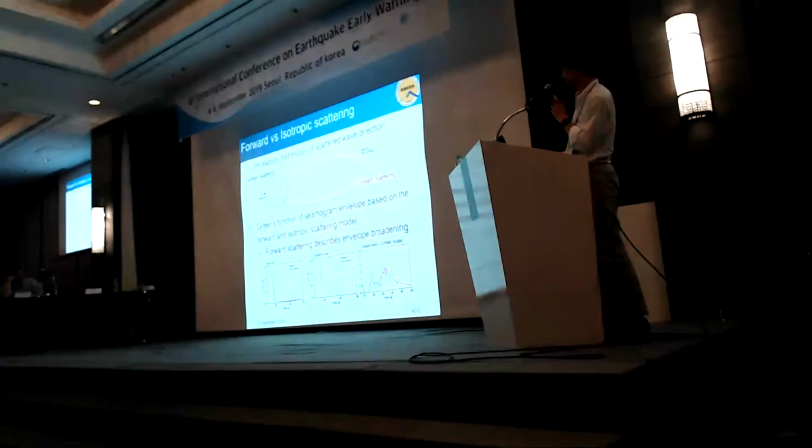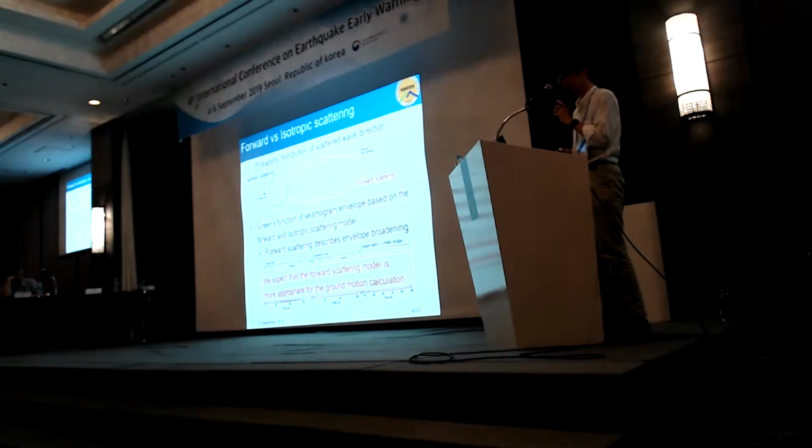And this figure shows the observed seismogram envelopes. So observed seismogram envelopes look like the Green's function based on the forward scattering model. So we expect that the forward scattering model is more appropriate for the ground motion calculation.